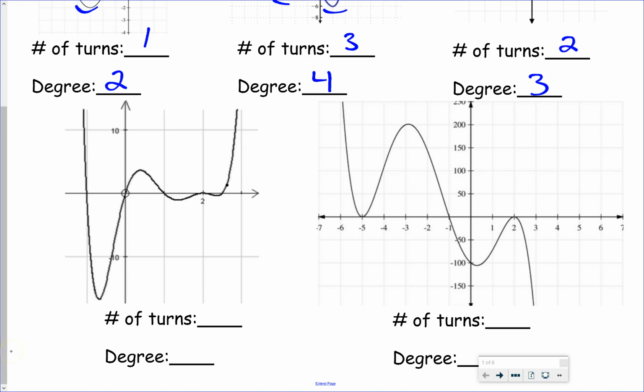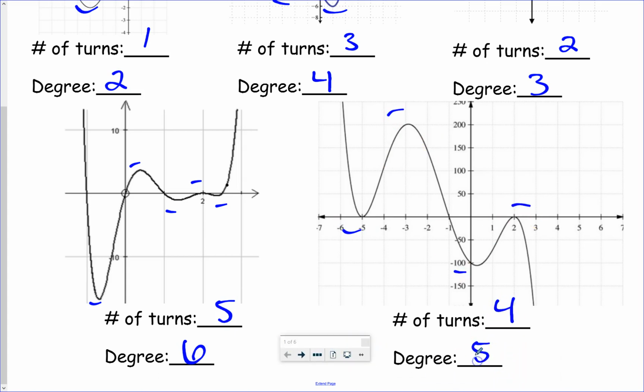Down here, they get a little crazy. All right, but you can still do it. How many turns? 1, 2, 3, 4, 5 turns. So my degree is 6. Good. And then that last one, how many turns? 4 turns. So my degree is 5. Okay, it's +1 every time. And then if I went backwards, if I gave you the degree and asked you to sketch the graph, which I'm going to, you would just subtract 1, and you know that's how many turns you'll have on the graph. Okay, so it goes both ways.